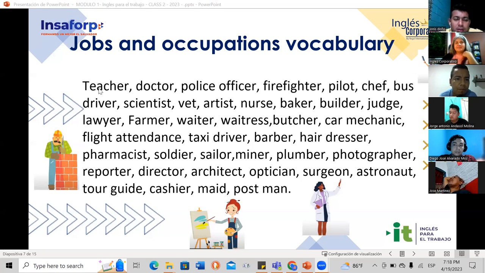Las comienzo a repetir todas, una por una. Yes, one by one. Teacher, doctor, police officer. Police officer. Officer. Firefighter. Pilot, chef, bus driver, scientist, vet, artist, nurse, baker, builder, judge. Judge. It is like a... oh, judge.